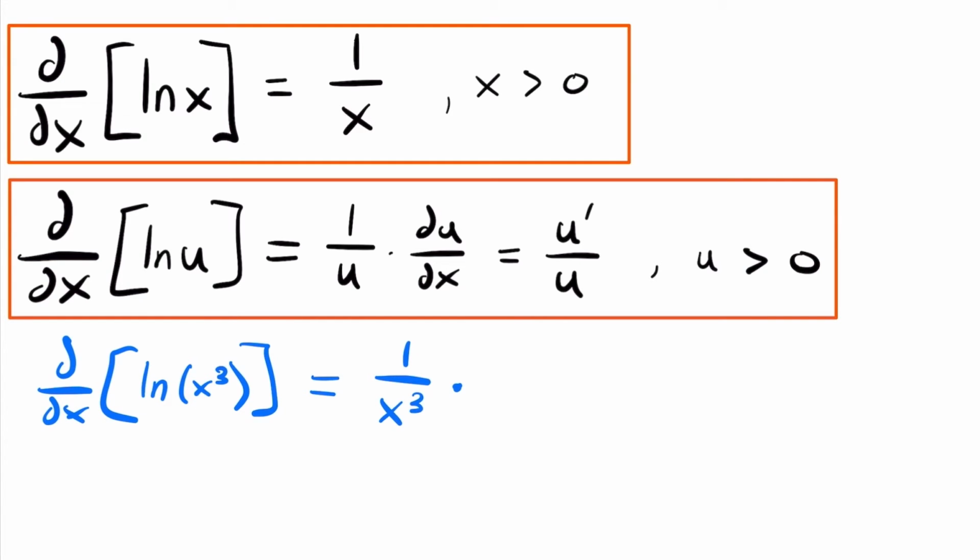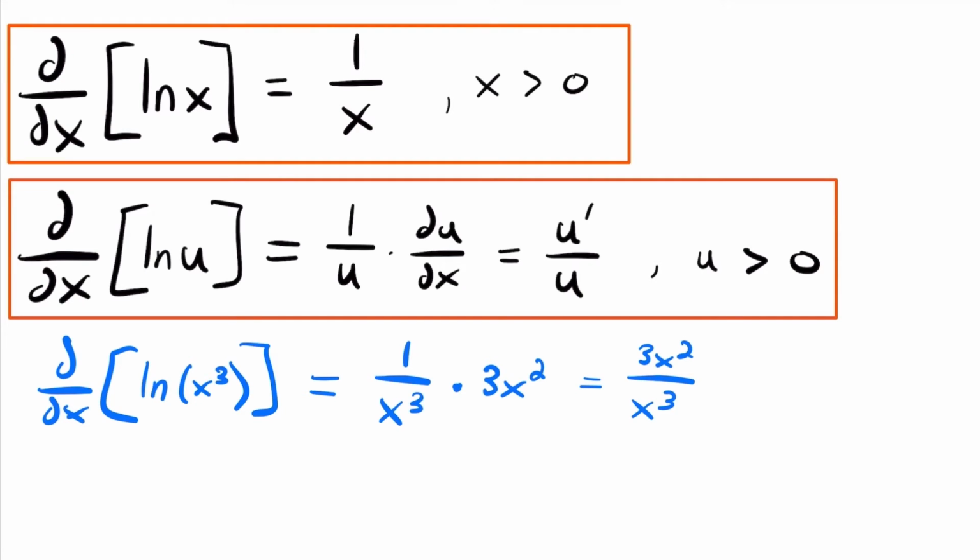And so in this case, what is the derivative of x cubed? Well, if we use the power rule for derivatives, we will multiply the exponent down. And so we'll have 3x. And then we need to subtract 1 from the exponent. So we'll have 3 minus 1, which is equal to 2. All right, and so then if we simplify this, this is equal to 3x squared divided by x cubed.